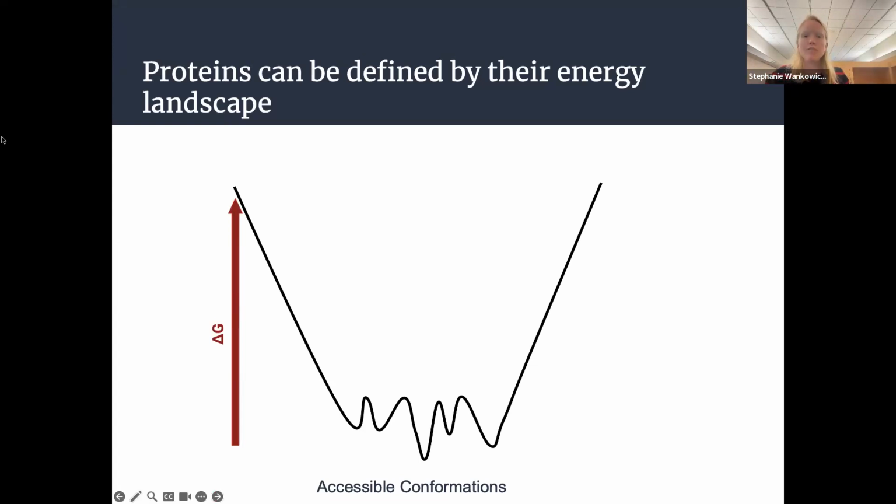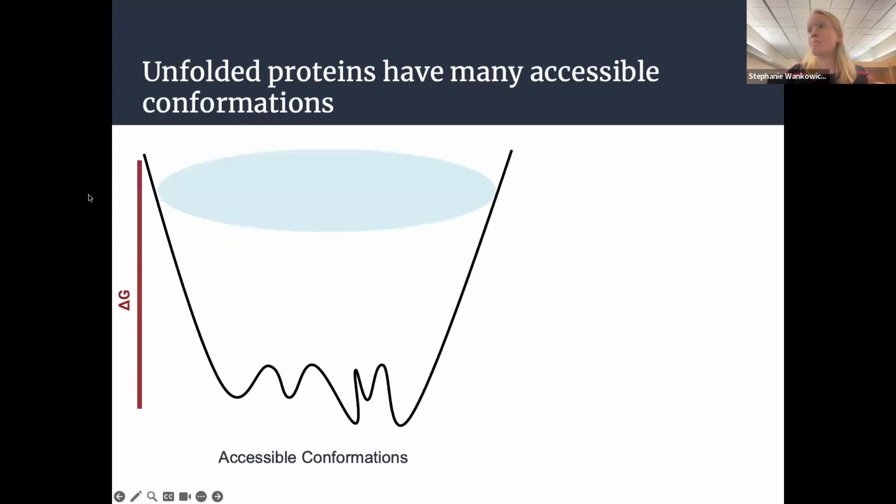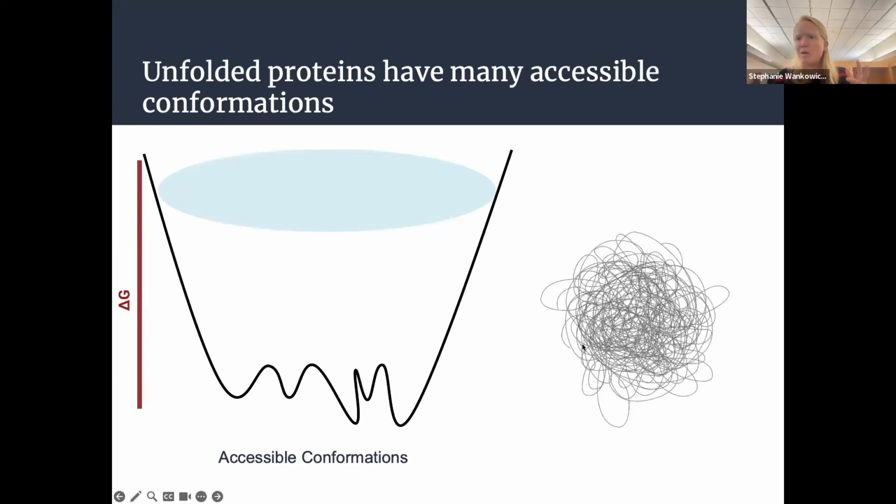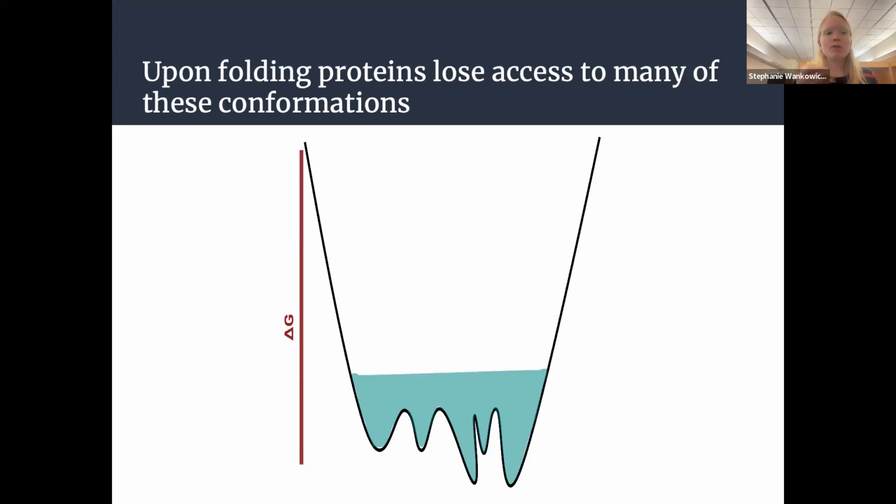Unfolded proteins can access many different states. They sit up above at these high energy states, but the energy landscape is wide. But when we think about the structure they have, it's just a gobbledygook of amino acids. They have no structure, and for the most part they can't do any function, but they can access many states. Upon folding, proteins tend to lose access to many of these states.